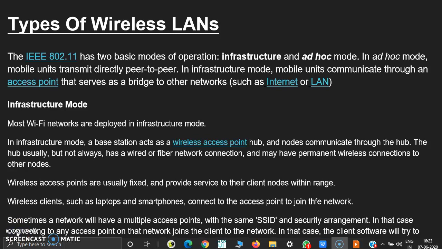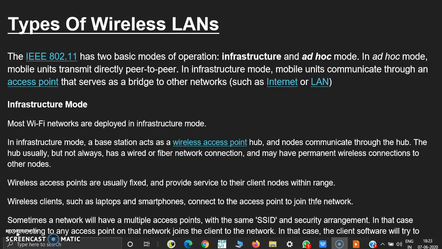So first we will see brief descriptions of both the modes of operation, then we will see a detailed description of how these modes operate, and at the end of the presentation we will compare the working, operation, advantages and disadvantages of both the modes with respect to each other. So let's start with infrastructure mode.